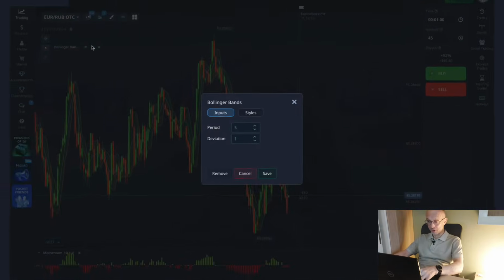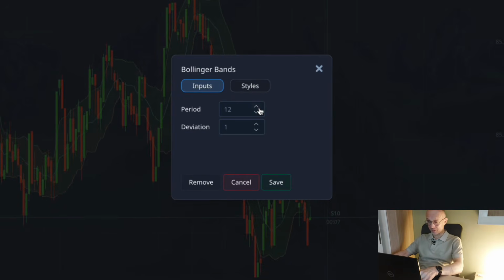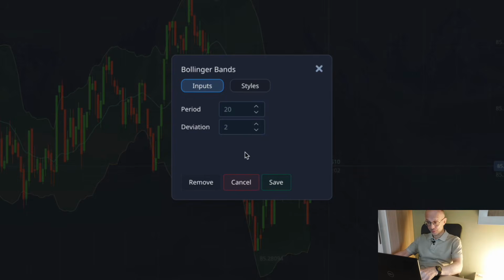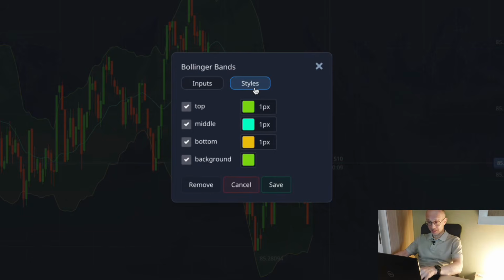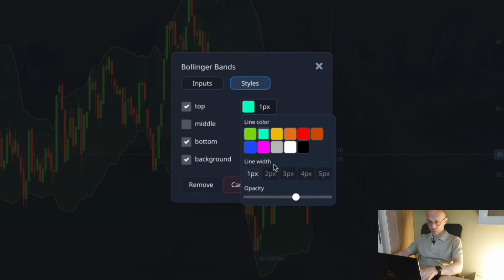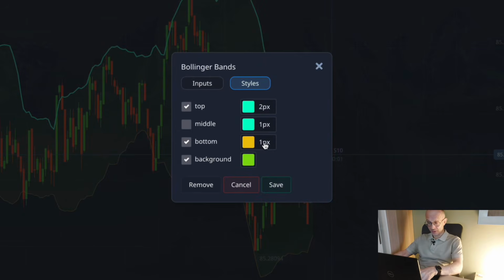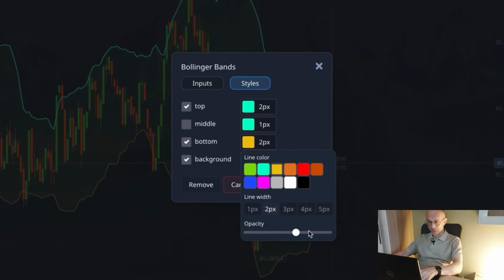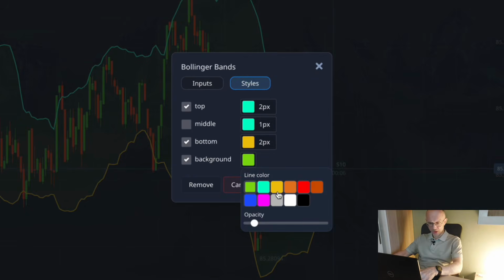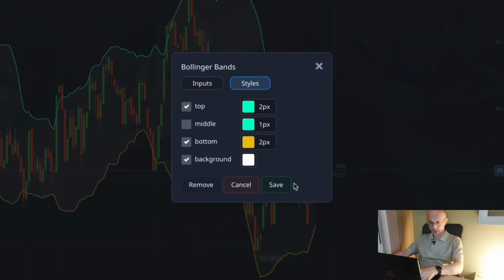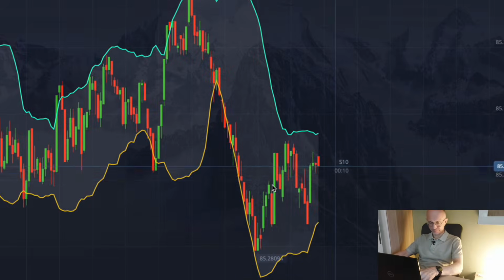Let's configure the Bollinger Bands first, set the period to 20, set the deviation to 2, go to Style, disable the middle line. Let's set the top line to turquoise with 2 and move the opacity to the right. The bottom line will be yellow with 2 and move the opacity to the right. Let's set the background to white and save.